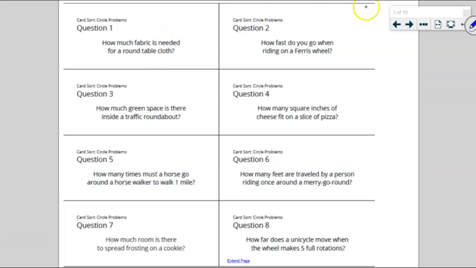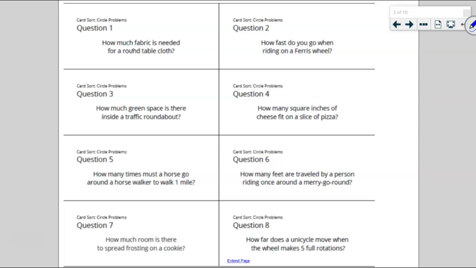Okay, only continue on if you've already sorted these and you're ready with the answers, because we're going to check them right now. Question number 1. How much fabric is needed for a round tablecloth? Is that going to be circumference or diameter? Just kidding. Circumference or area?